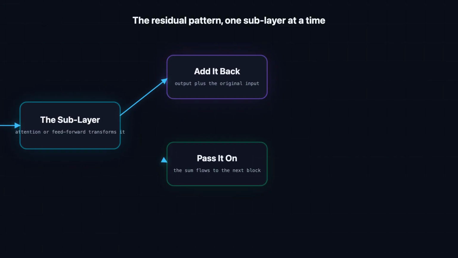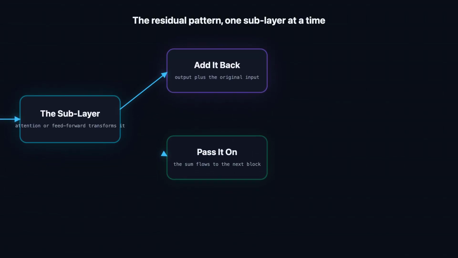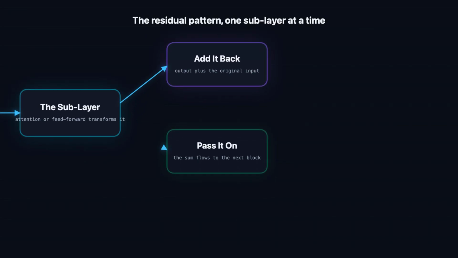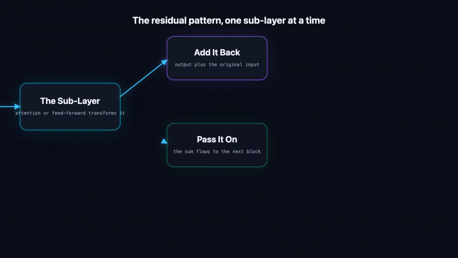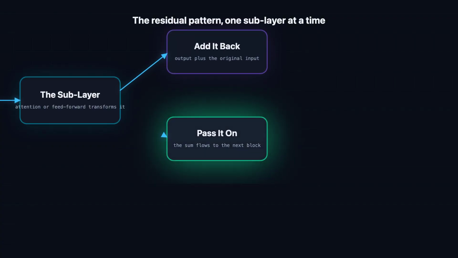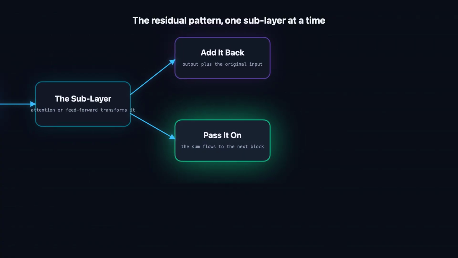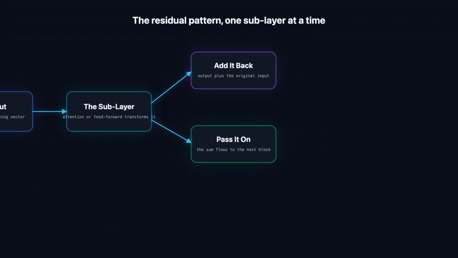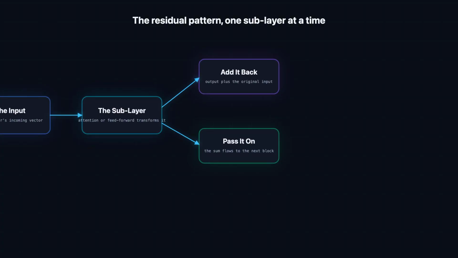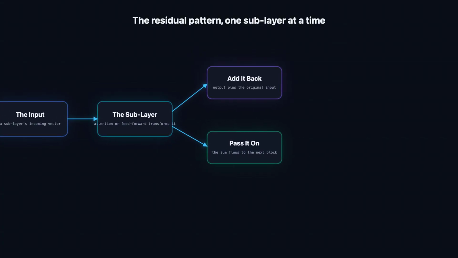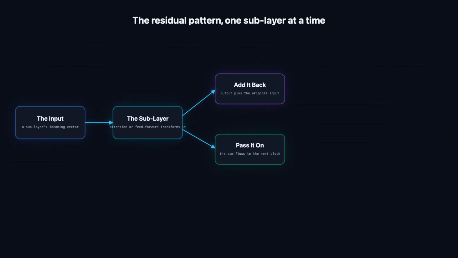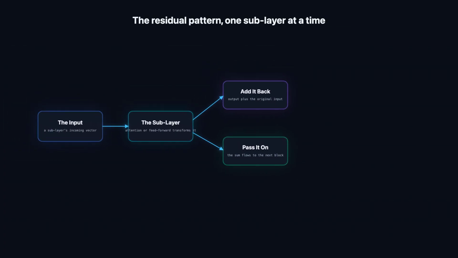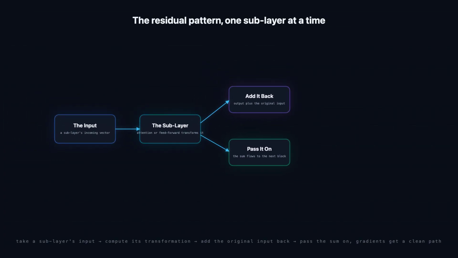The layer no longer has to reinvent its input from scratch. It only learns a small correction, a residual, on top of what it already received. Finally, the sum flows onward to the next block. And because that added path carries a gradient of exactly 1, it forms an open highway straight back to earlier layers, so gradients reach them undiminished no matter how deep the stack grows.